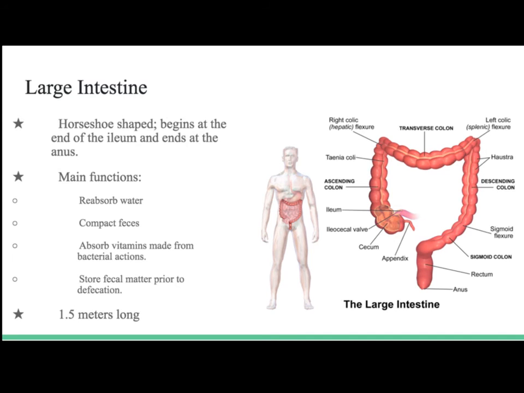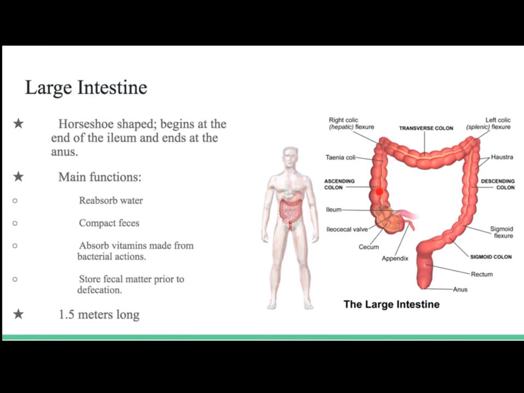Next on the list, we are now into the large intestine. As you can see, it is a horseshoe shape. Main functions here: reabsorbing water is a biggie. Compact the feces is another one. Absorb vitamins made from bacterial actions.